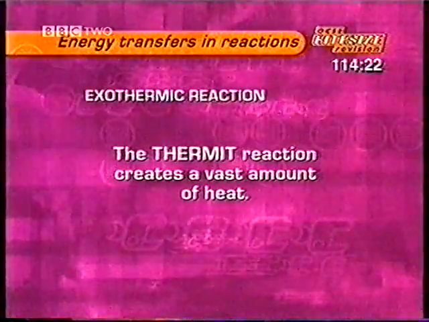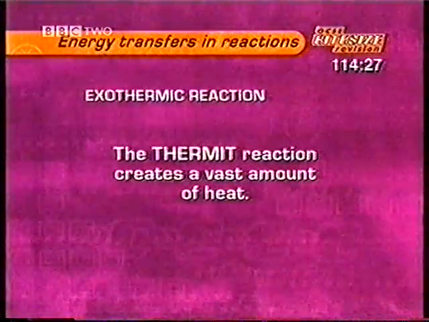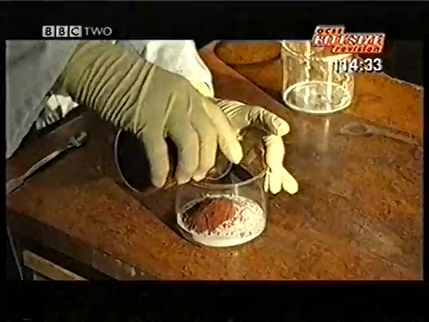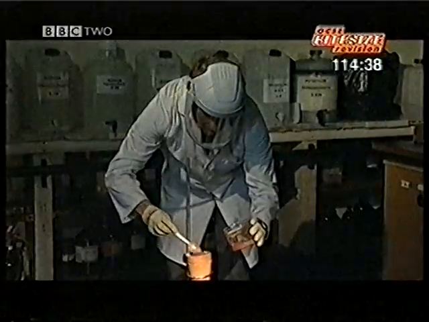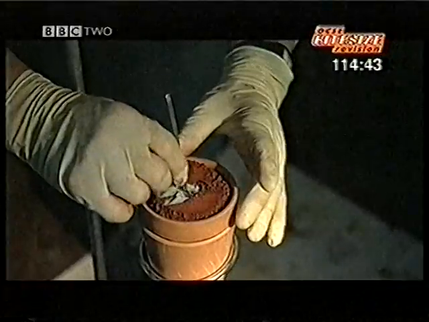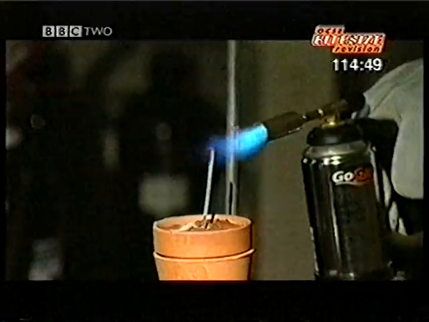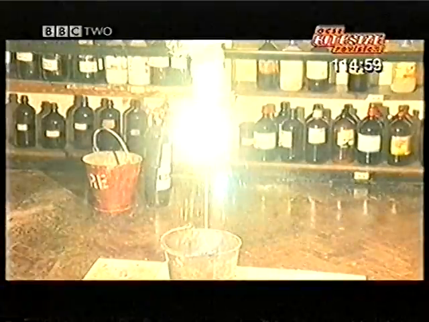There's a very exothermic reaction called a thermit reaction. This creates a vast amount of heat, and has some useful practical applications. The grey powder is aluminium. The rusty red powder is iron oxide. We put the mixture into a ceramic pot to withstand the intense heat. A thin strip of magnesium acts as a fuse. The reaction is highly exothermic.